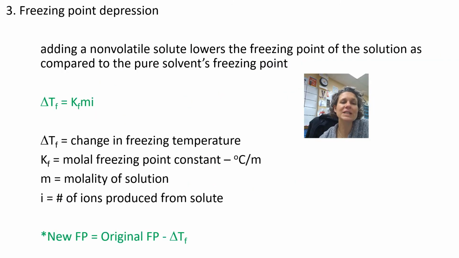Okay, so now freezing point depression. Adding a non-volatile solute lowers the freezing point of the solution as compared to the pure solvent's freezing point. So again, same basic formula. Delta TF equals KF times m times i. You have the KF is the constant, little m is the molality, and i is the ions, so just the same. But the one thing that is different is you will subtract. So it will be the original freezing point minus the change.